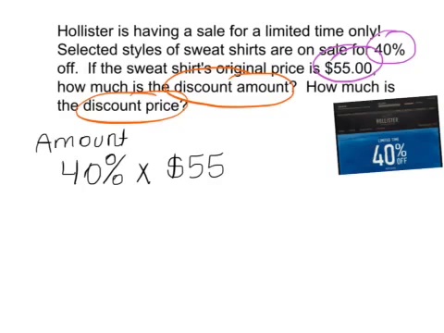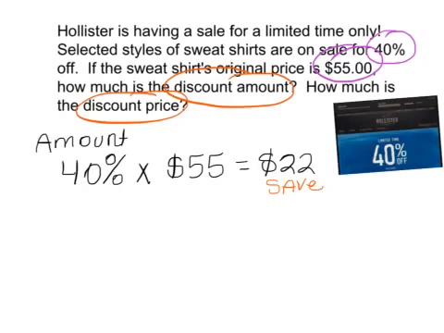Now, we've talked about how to find part of a whole by hand and with a calculator. So this should not be anything new. 40% of the $55 turns out to be $22. What that means is that this is the amount that you would save if you were to purchase the sweatshirt.